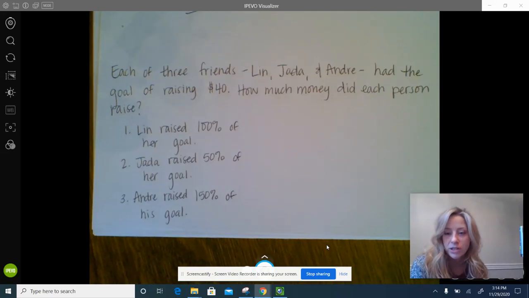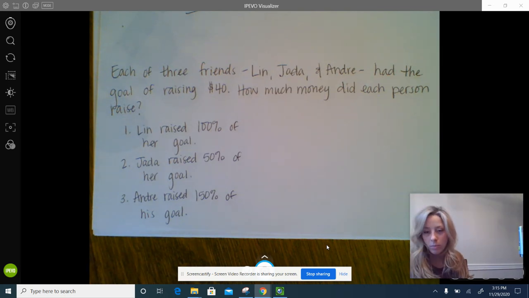All right, let's start with our first percent problem here. It says each of three friends, Lynn, Jada, and Andre, had the goal of raising $40. How much money did each person raise? It tells us number one, Lynn raised 100% of her goal. 2, Jada raised 50%. 3, Andre raised 150%.